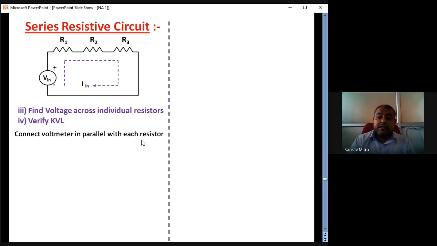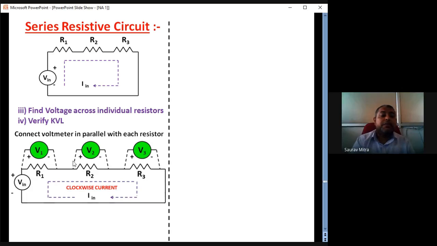Two things we have already shown: the internal resistance of a voltage source is ideally 0, and the internal resistance of an ammeter is ideally 0. Now we are going to see the internal resistance of a voltmeter. The voltmeter's internal resistance is ideally infinity ohm. That you have to remember. And a voltmeter has to be connected in parallel to measure the voltage.